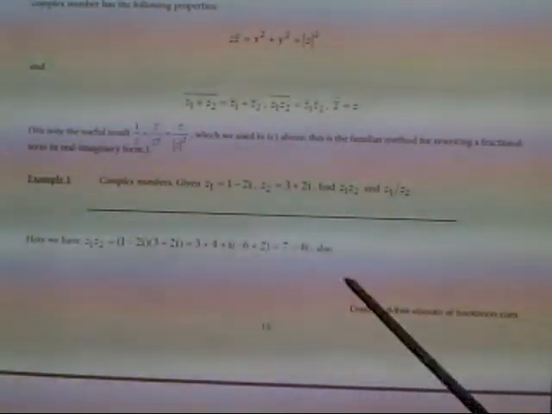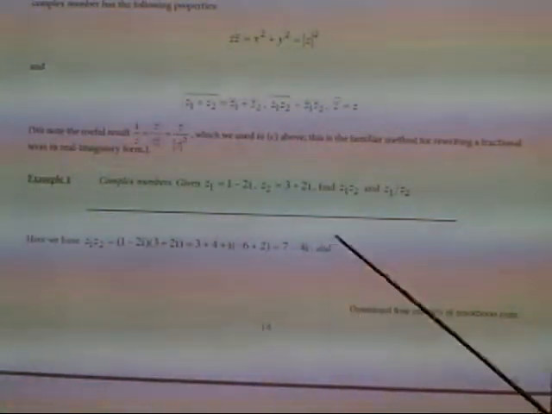This is a problem, so we can solve it and this is the answer. Now both are set here: z1 is 1 minus 2i, z2 is 3 plus 2i. So this is how you continue to solve it, and you get this answer.